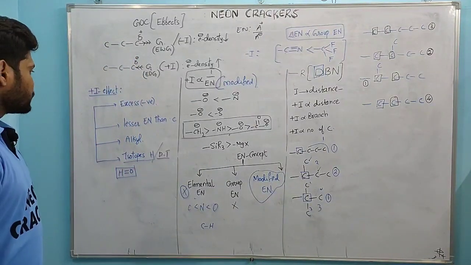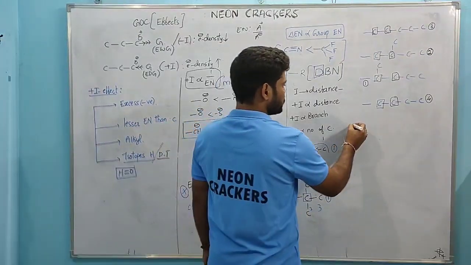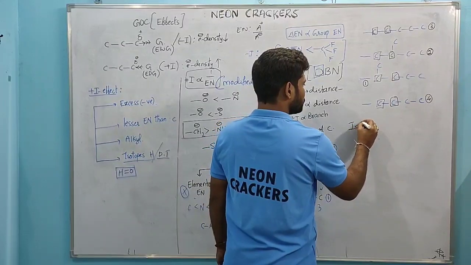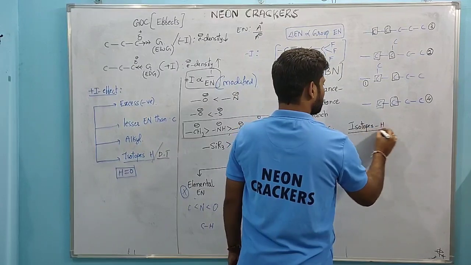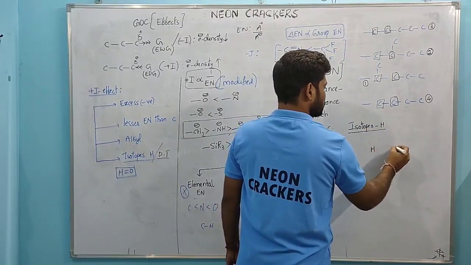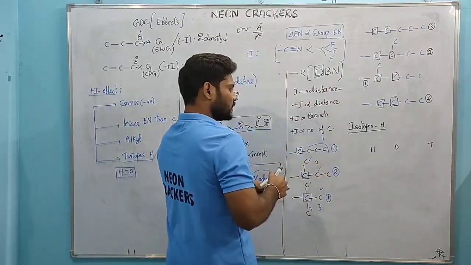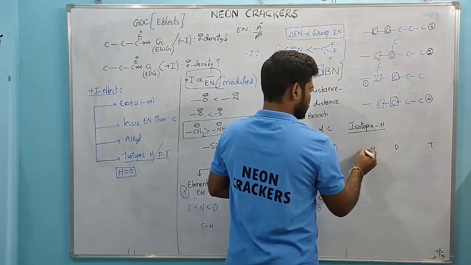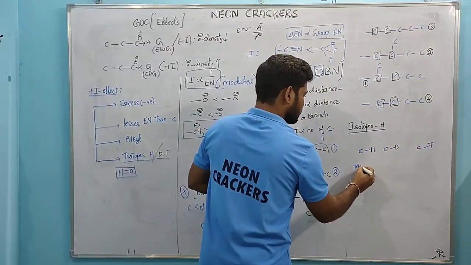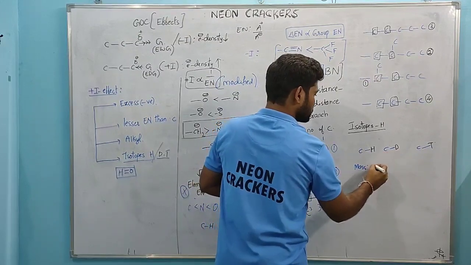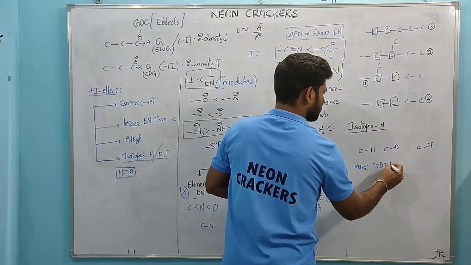The last one is what? Isotopes. Last order is what here? Isotopes of hydrogen. So how many are there isotopes of hydrogen? Hydrogen is there. Next one is deuterium is there. Next one is tritium is there, right? So now if it is connected to carbon, of course, the mass order of hydrogen isotopes: tritium is heavier than deuterium, deuterium is heavier than hydrogen.